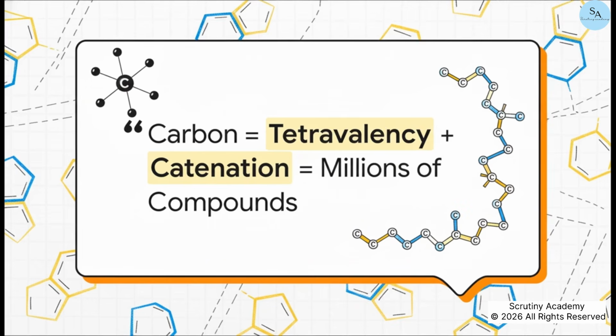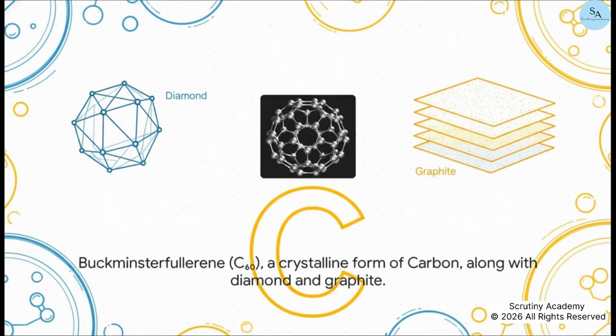That's it. This is the golden answer you need to write in your exam. Burn this into your brain. And just look at what this leads to. Because of these amazing superpowers, carbon can exist in all these different forms, which we call allotropes.